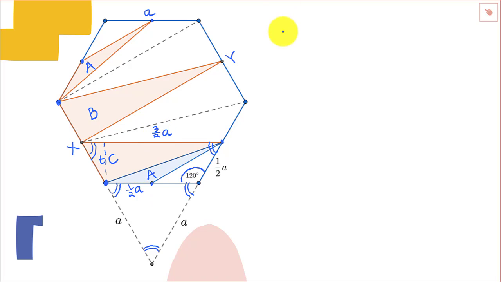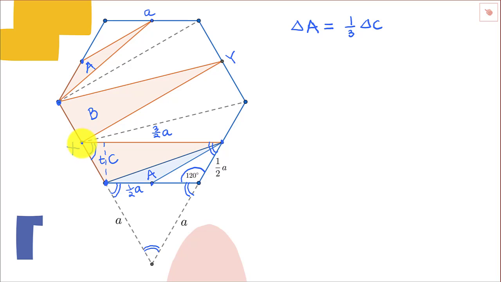So therefore the area of triangle A is 1/3 of triangle C, right? Okay, so that's what we know for the moment. So let's look at another thing.